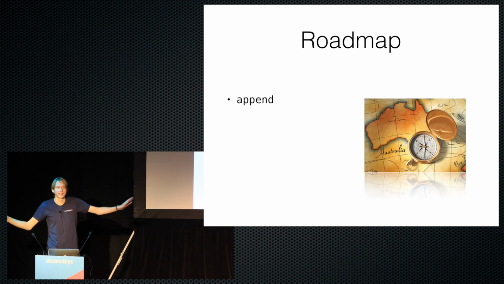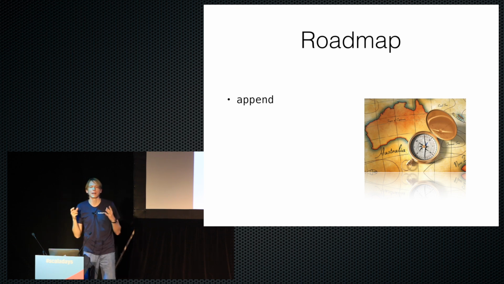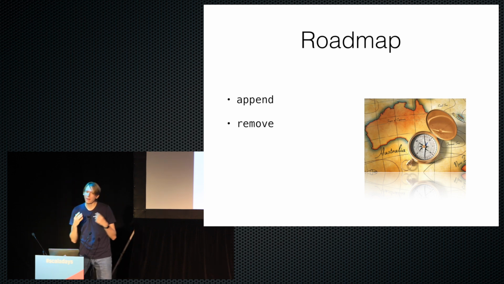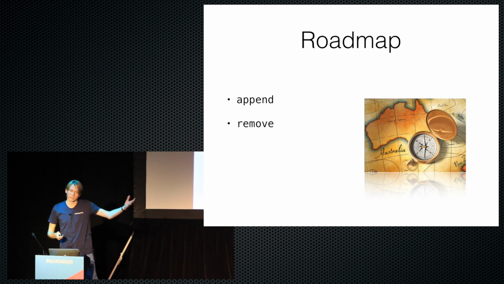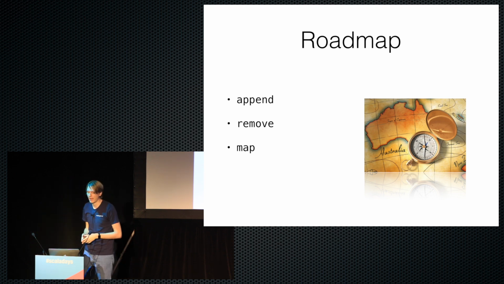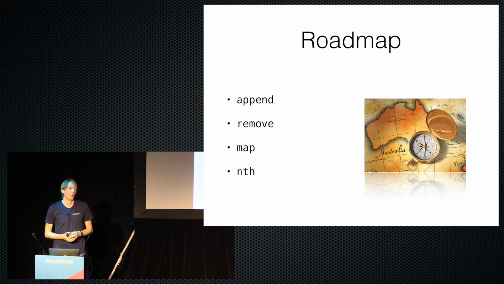So in this talk, we've already talked about append. We're going to talk about three more functions at the type level, and they're all going to be of the context-dependent variety. We're going to talk about remove. Remove is a function that will just pull things out of an HList. We'll talk about map, which is the map that you would expect, and we're going to talk about nth, which Shapeless calls apply. I call it nth because I like syntax.